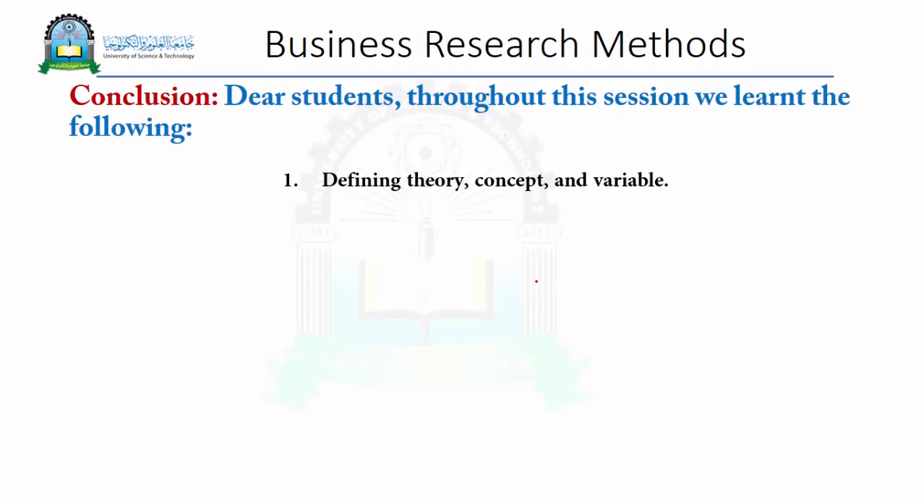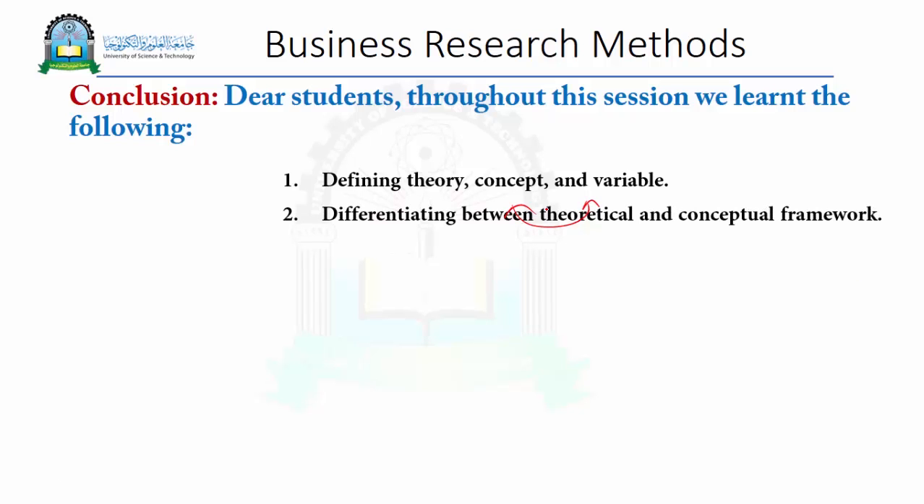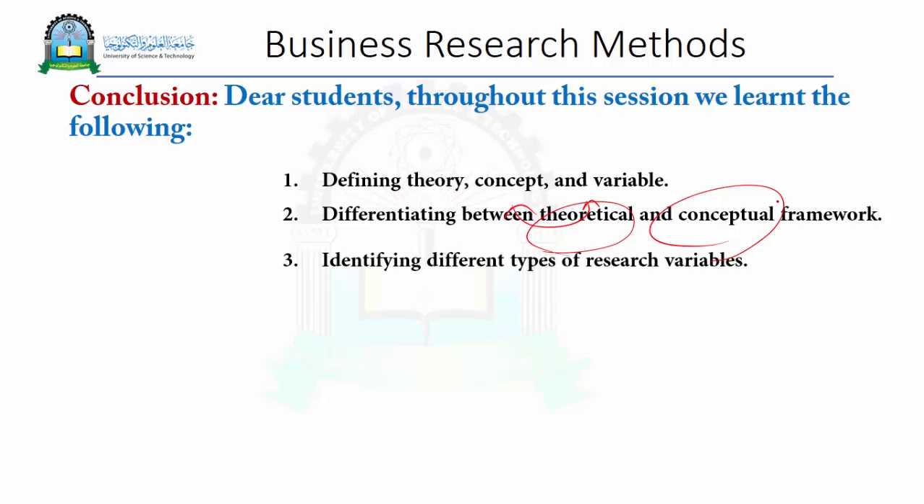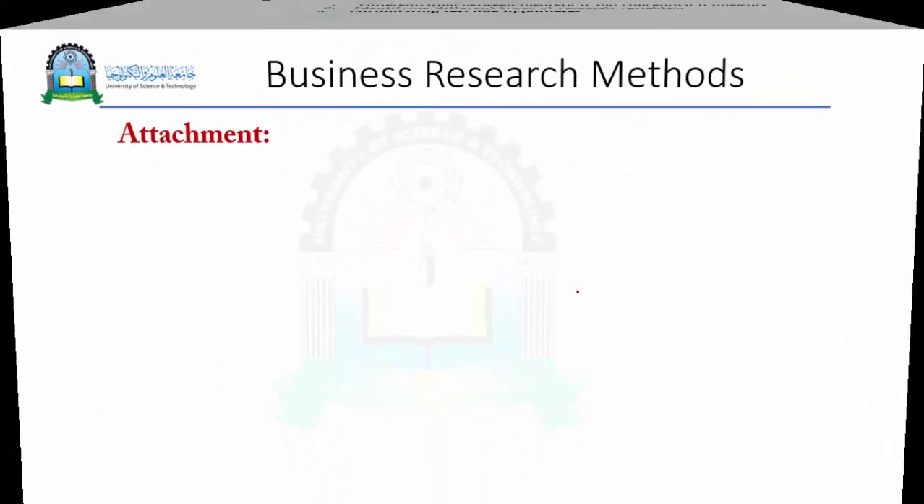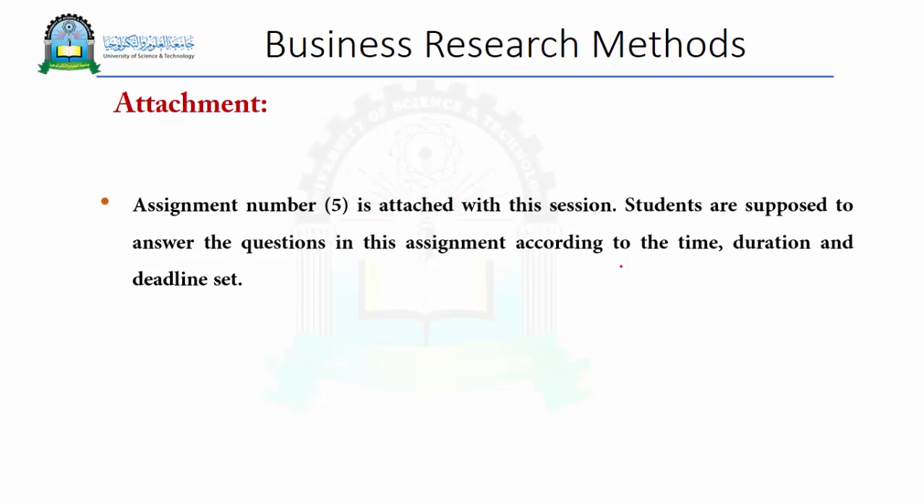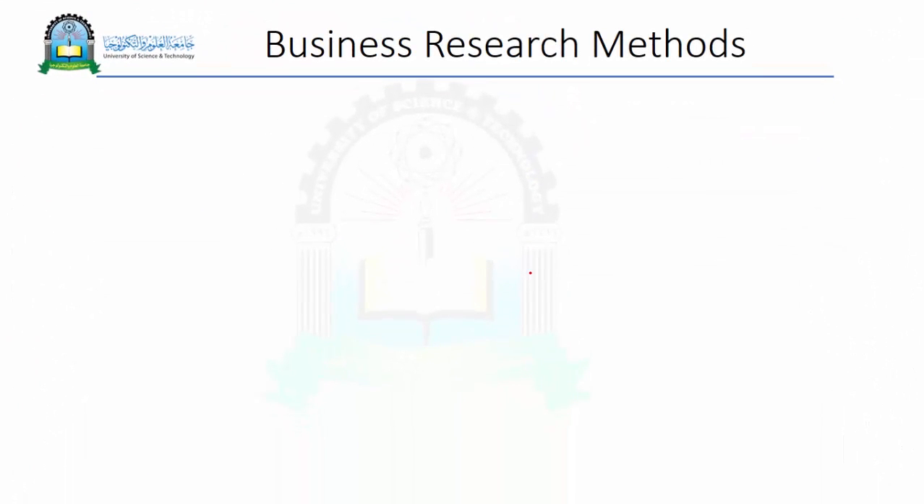So dear students, throughout this session we learned the following: defining the theory, concepts and variables, and we understood the differences between concept and variable. We also differentiated between theoretical and conceptual framework, identified different types of research variable, which is very important in building the conceptual framework, and formulated testable hypotheses. The assignment is going to be attached in the LMS along with this session.